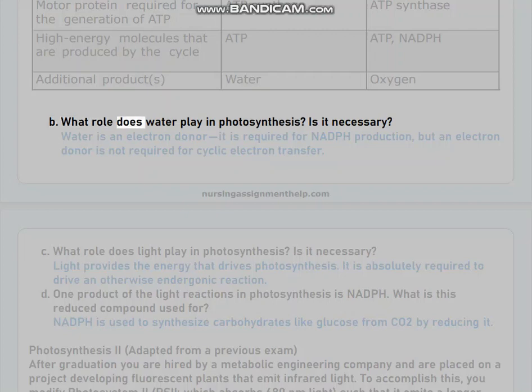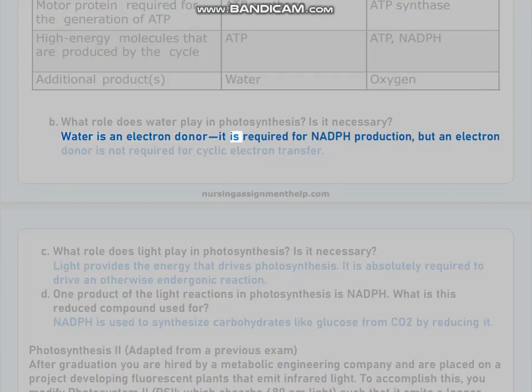B. What role does water play in photosynthesis? Is it necessary? Water is an electron donor. It is required for NADPH production, but an electron donor is not required for cyclic electron transfer.